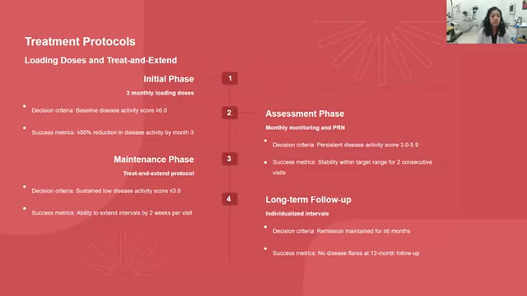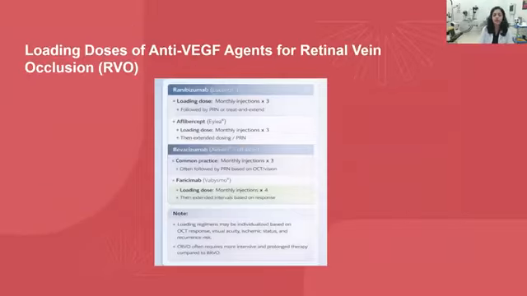This is also based on multiple decision criteria, but the 3 loading doses are very important. With faricimab, we do monthly injections for 4 loading doses and then extend intervals based on the response of the patient. CRVO often requires more intensive and prolonged therapy compared to BRVO. Steroid, of course, is one of the armamentarium we have against RVO, especially in patients who are not responding to anti-VEGF over a long period of time.